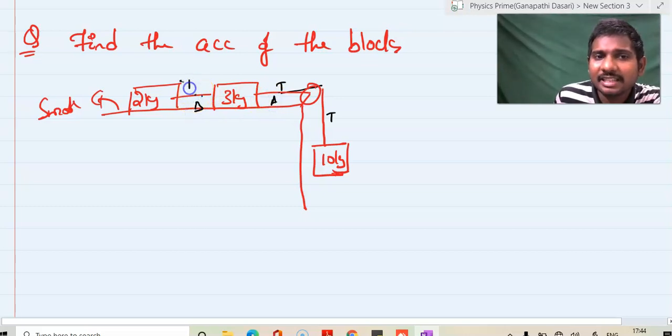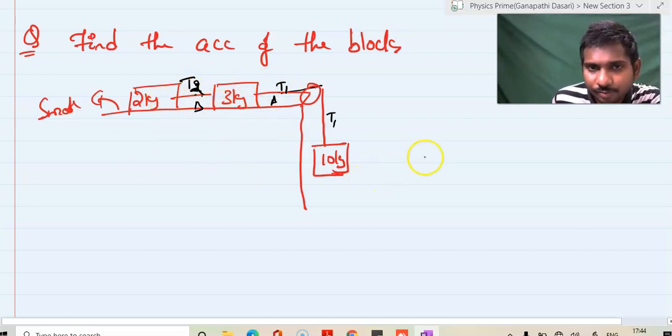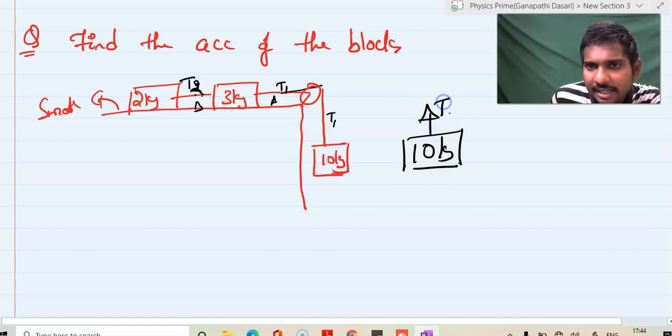So here the tension will change. The tension will not be the same as T1. If we take it to be T1, the T1 and T2 are different because there is a mass in between these strings. So if you solve this problem, the 10 kg block, if we draw the free body diagram, T1 I am taking in the upward direction, cut it and pull it. It will be in the upward direction.